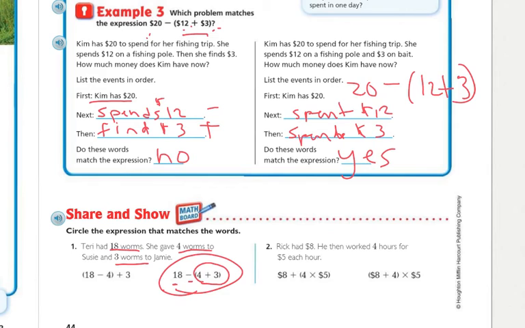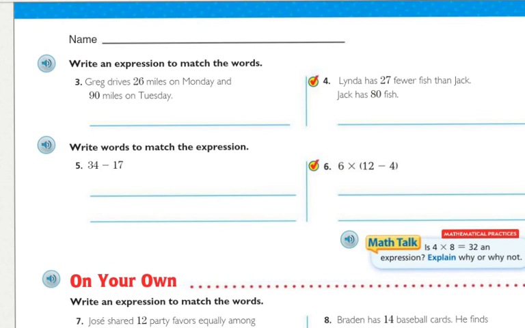Over here we have Rick has $8. Then he worked for 4 hours for $5 each hour. So I have $8 to begin, but it's saying that I worked 4 hours for $5 each hour. So that would be 4 times 5. Over here, it's not doing the 4 times 5 with the $8. So we know for sure that it's going to have to be the first expression.